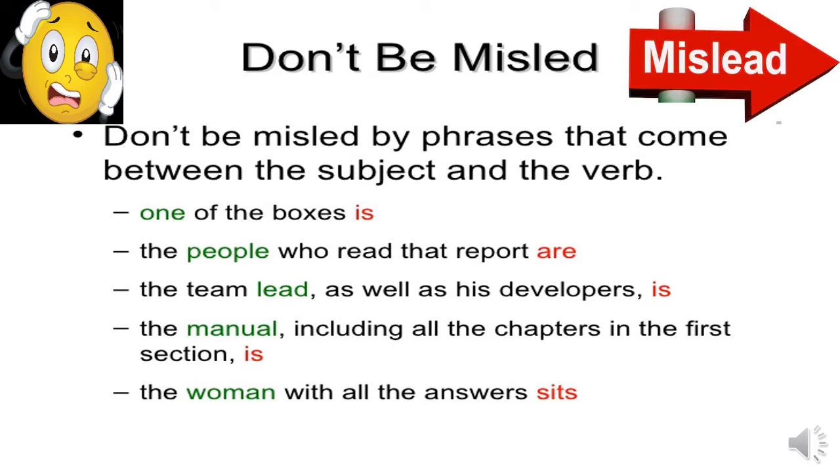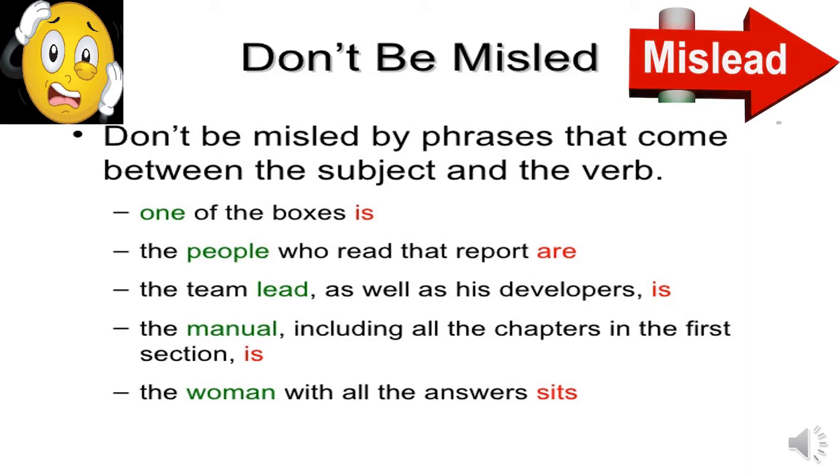So the team lead, we are not talking about the developers, which is the second subject. We are talking about the team lead. So that's why we have a singular verb at the end. The manual, including all the chapters in the first section, is... So the manual is in singular form. The next noun is chapters, but here we are talking about the manual, and that's why we are going to use the singular form of the verb. So these are all long sentences.